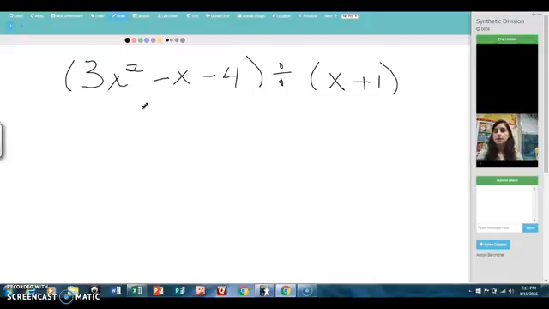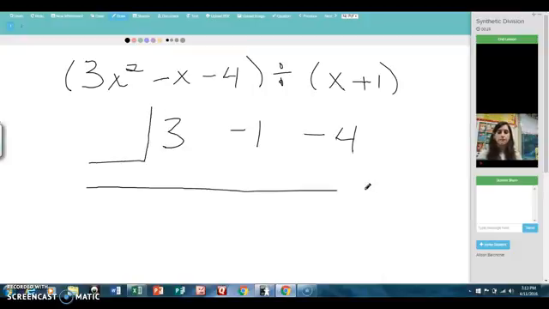So to set up synthetic division, I'm going to write all of my coefficients in order of degree, in descending order, so 3, -1, and -4. And then I'm going to make a little house over here. I'll save that for later. I'm going to draw a long line.